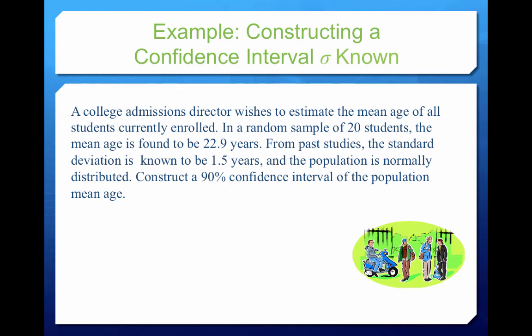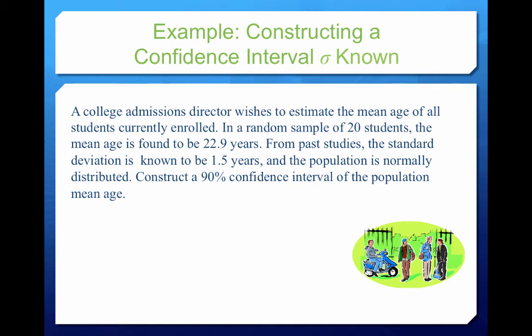All right, let's go through another example. A college admissions director wishes to estimate the mean age of all students currently enrolled, using a random sample. In a random sample of 20 students, the mean age is found to be 22.9. So that is our X bar, that is our sample average. From past studies, the standard deviation is known to be 1.5 years, and the population is normally distributed. Construct a 90% confidence interval of the population mean age.